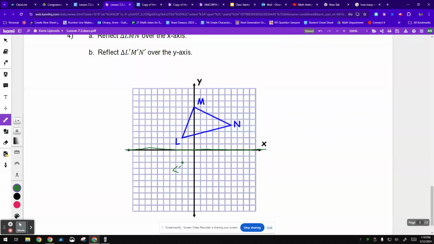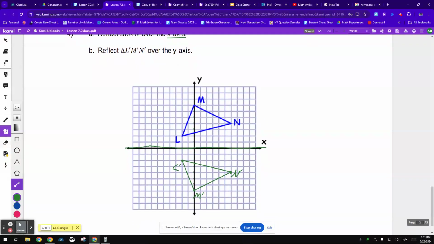M is on the y-axis. 1, 2, 3, 4, 5, 6, 7. 1, 2, 3, 4, 5, 6, 7. This is M prime. 1, 2, 3, 4. 1, 2, 3, 4 is N prime. And let's connect that. Wouldn't it be negative then? No, if we're reflecting over the y-axis... we're reflecting over the x right now. Let's start talking about what we're talking about, okay?